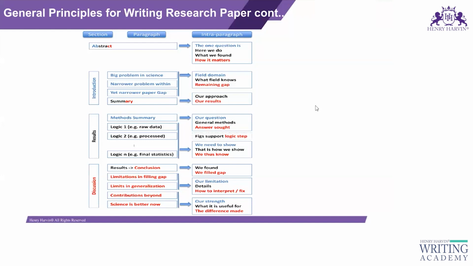You have to write the conclusion: what you have found and how the gap was filled. Then, what is the limitation in filling up the gap? What is the limitation in the generalization? So what is your limitation, and how to fix and interpret that limitation in future studies, how those limitations can be overcome? And then what is your strength, why is this article useful, and what difference does this article make? Okay, so this you have to write.